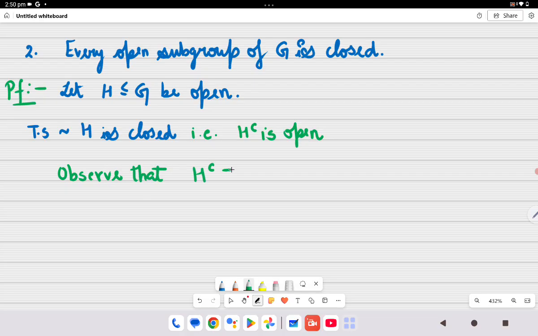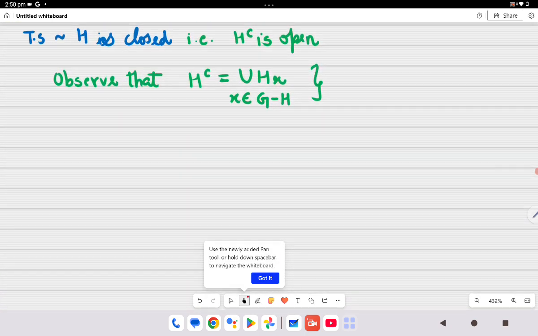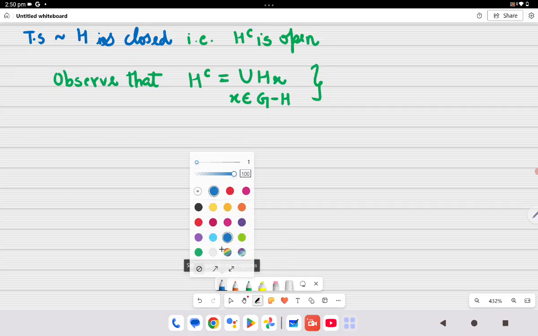Okay, observe that I can write H complement as the union of the translations HX where X is in H complement, that means G minus H. So I can write H complement as the union of these translations where X is in G minus H. I need to prove this. Why does this hold? Okay, we will do it in both ways.